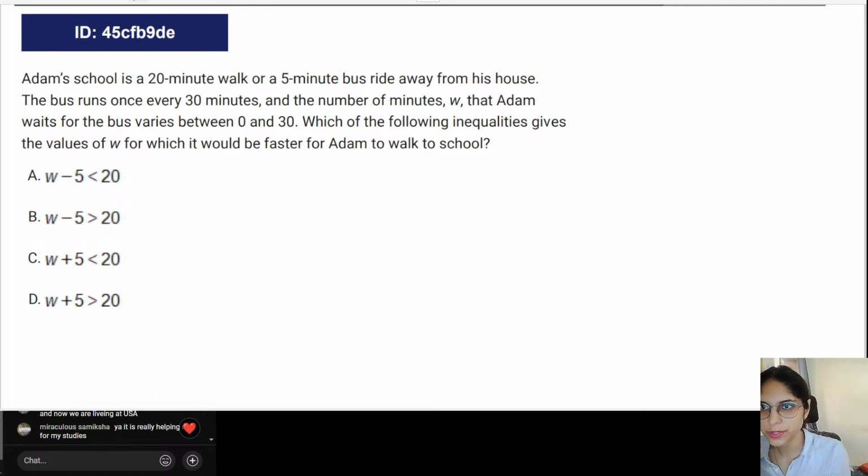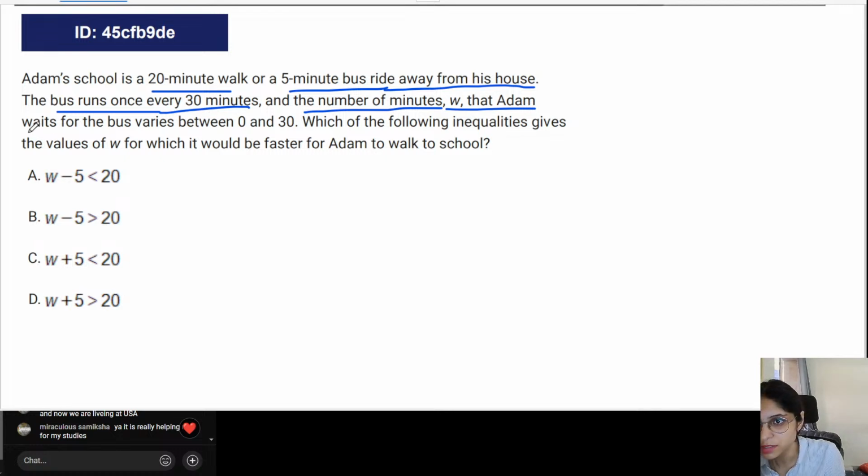So we are going to start with question number 3. Adam's school is a 20-minute walk or a 5-minute bus ride away from his house. So he can take a 20-minute walk or he can just go on a bus and it will be 5 minutes. The bus runs every 30 minutes, so if he misses the bus, it is going to come after 30 minutes. And the number of minutes W that Adam waits for the bus varies between 0 and 30. So W is between 0 and 30.